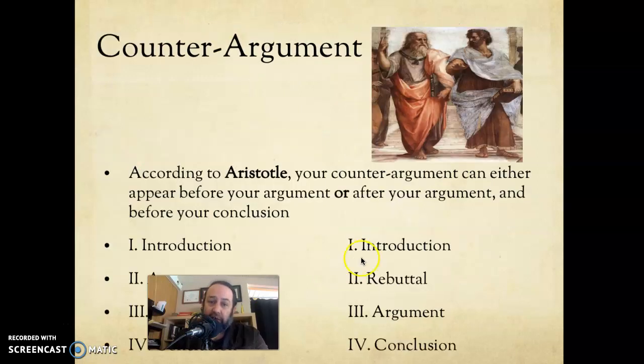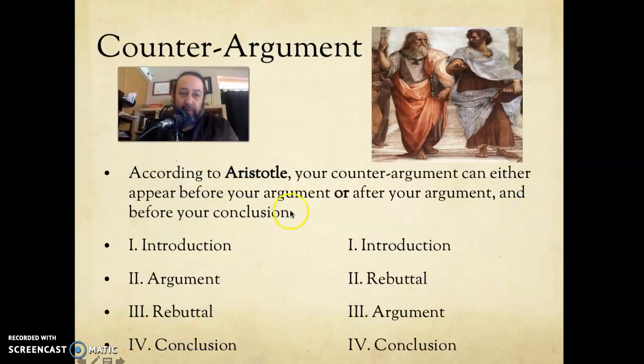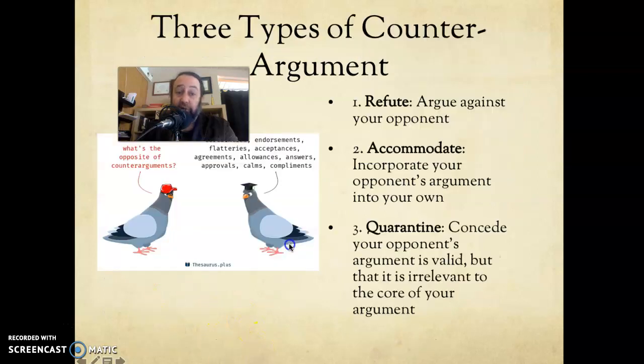The counterargument, as it explains here, is usually, academically, we typically want to see it as the second to last paragraph, or the paragraph before the conclusion. On this page, it describes how Aristotle also thinks it could work at the beginning. So really, it could go either place. But the standard essay positioning of it is right here. You have your intro, several argumentative paragraphs. You have a counter argument or rebuttal before the conclusion.